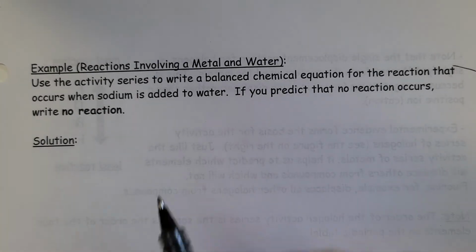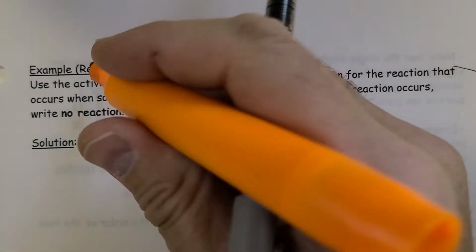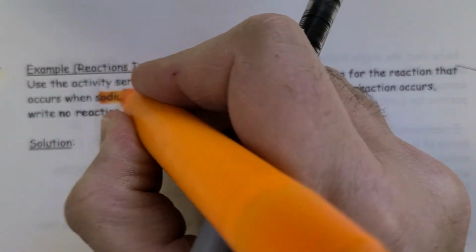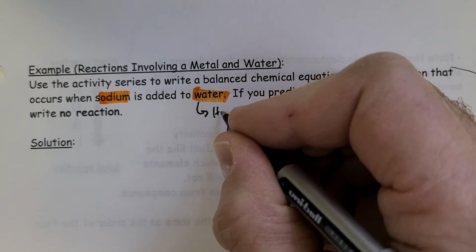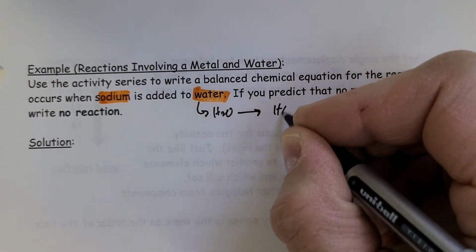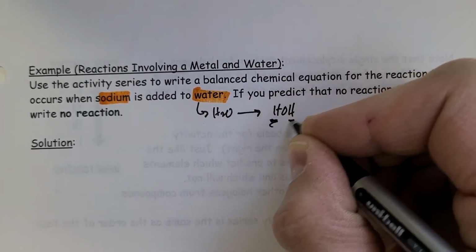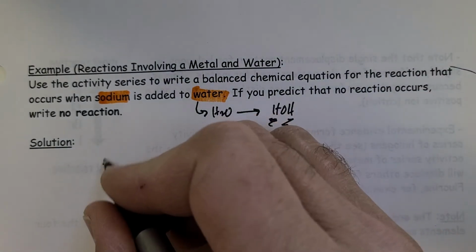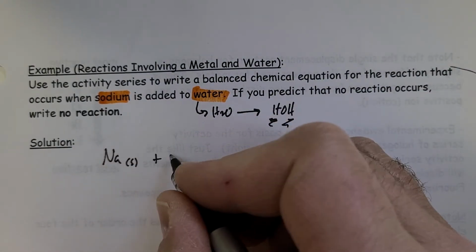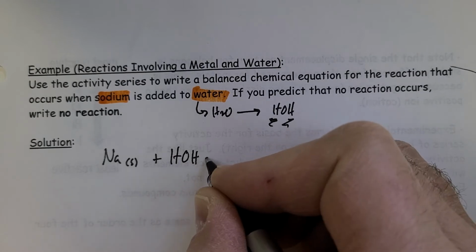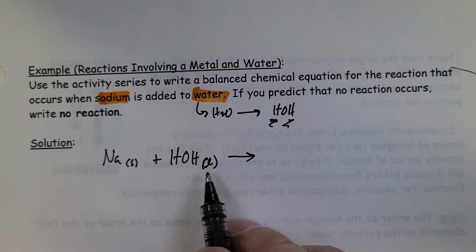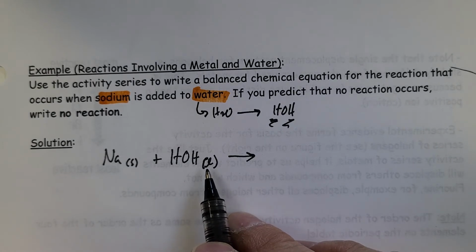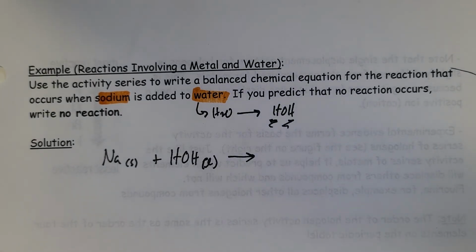Let's continue on here. Look at this example. Use the activity series to write a balanced chemical equation for the reaction that occurs when sodium is added to water. And again, think of water as being HOH. We have a metal part and a non-metal part. So sodium added to HOH, water. And water is just water, we don't put AQ here. There's nothing dissolved in it.